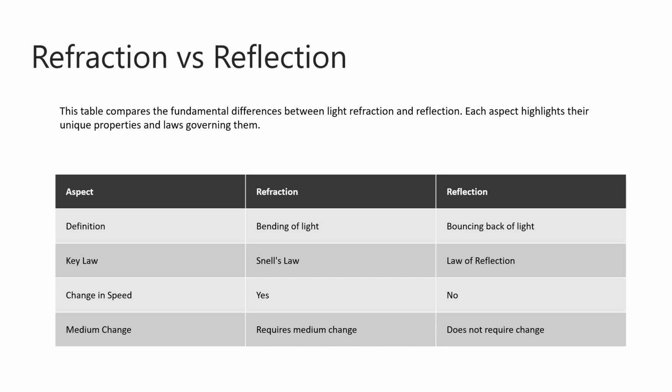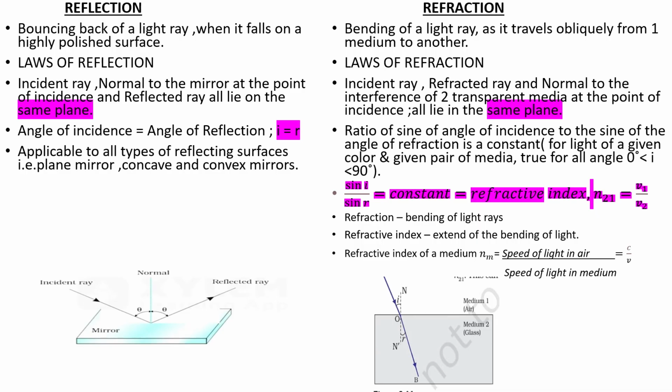In refraction, there will be a medium change, and in reflection, as the light hits the reflecting surface, it will be bouncing back into that same medium, and so there is no change in the medium. These are the fundamental differences between the reflection and the refraction of light. Reflection is the bouncing back of a light ray when it falls on a highly polished surface, while refraction is the bending of a light ray as it travels obliquely from one medium to another.